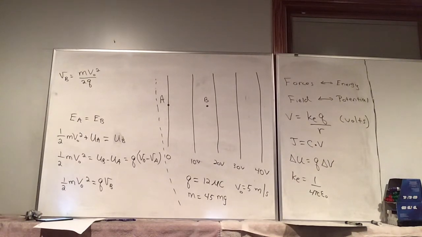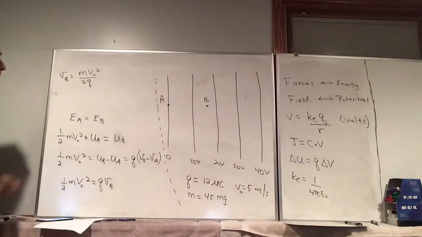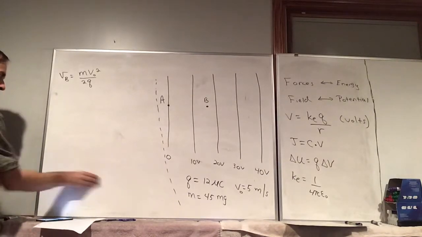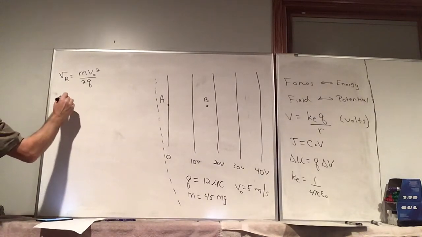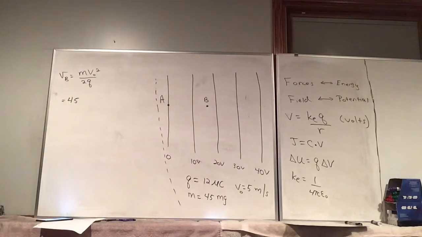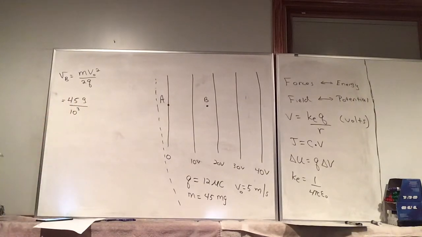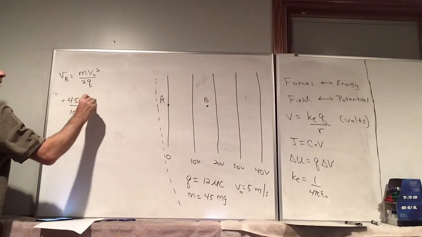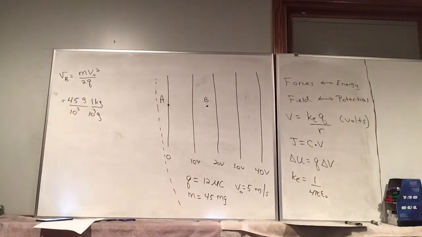So the formula part's great, it's just the numbers. It's a very tiny particle, and it's not moving all that fast, so it doesn't seem like the most realistic problem. But let's plug it in. Our mass is 45 milligrams. So I'm going to write 45 grams over 10 to the third. Remember, milli is 10 to the minus 3. And let's immediately throw in this conversion factor: a kilogram is 10 to the third grams. So this is 45 times 10 to the minus 6 kilograms.